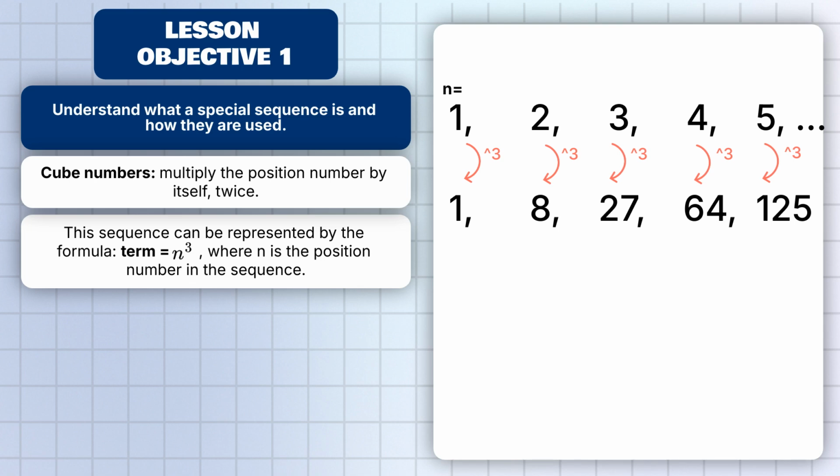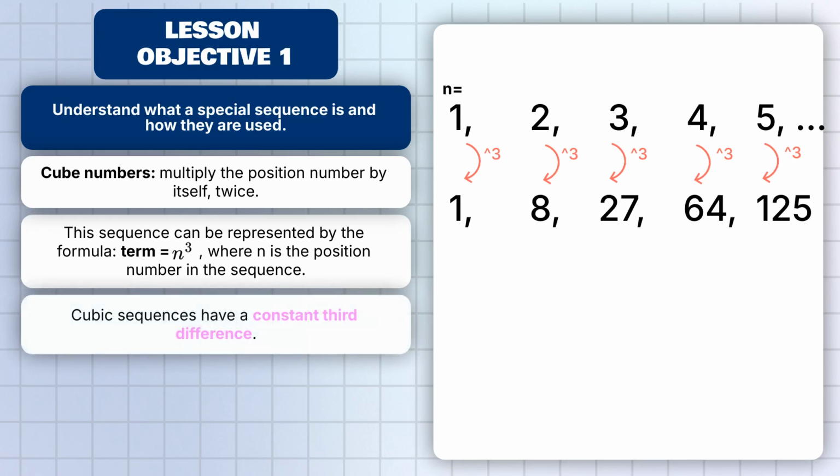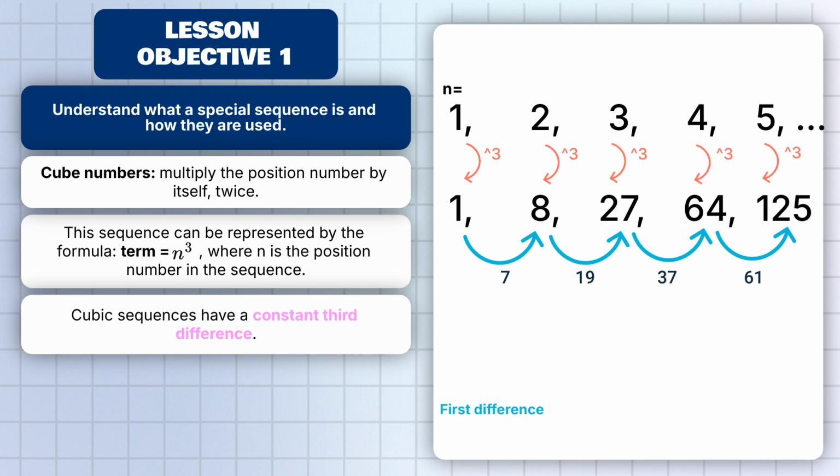Recall that quadratic sequences had a constant second difference. Similarly, cubic sequences have a constant third difference. But what does this mean? Well, the first difference is the difference between each term in the sequence. We can see that the first difference is getting bigger the further into the sequence we go.